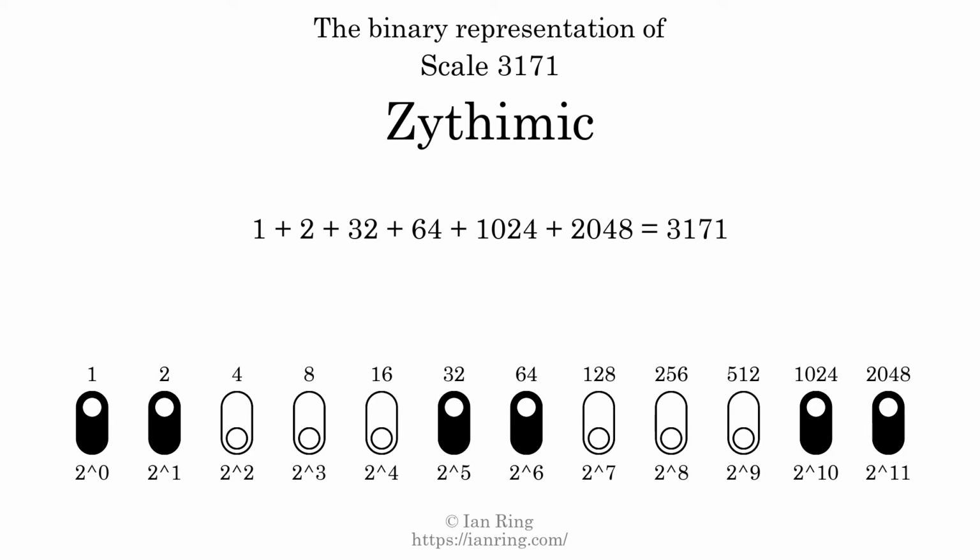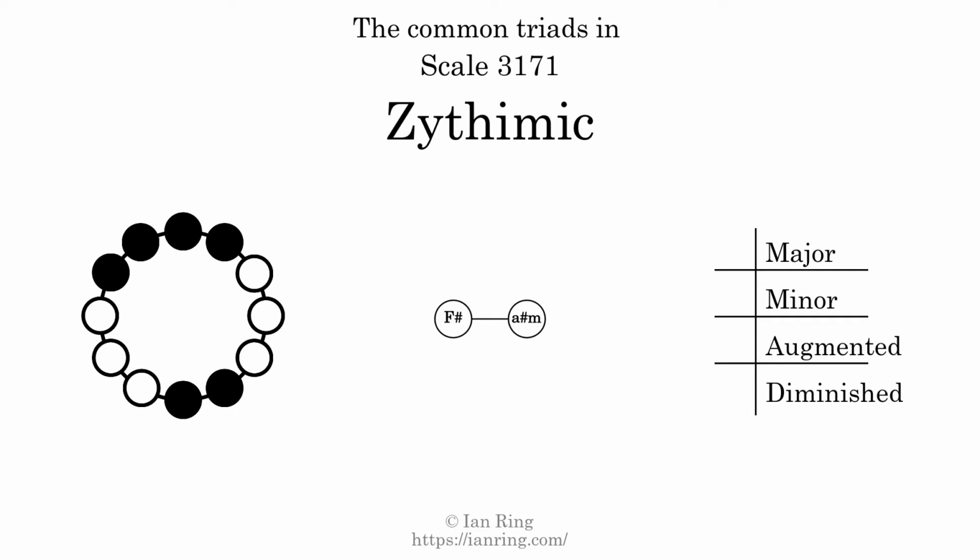3171. The scale number not only enumerates the scale with a unique index, but it also literally describes the tonal content of the scale. Represented as a binary number in base 2, the scale number is 110011000011. Here are the common triads present in this scale.